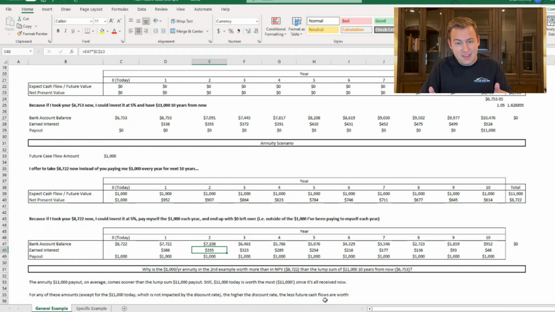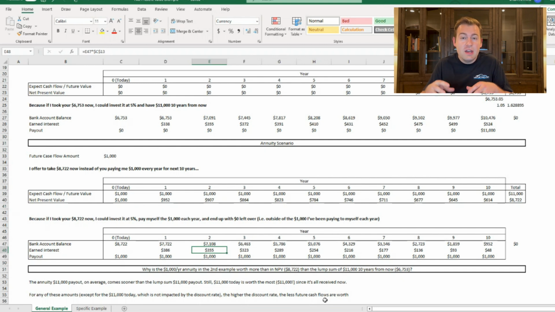Well, it comes down to this. In the annuity example, you on average get the money sooner than you do in the lump sum example. In the lump sum example, all of it comes 10 years from now, and we know that the longer you have to wait for money, the less it's worth. That's the time value of money. Well, some of the annuity money you get today, some you get 1 year from now, 2 years from now. There's only $1,000 that you get 10 years from now. The rest of it you get sooner than that.